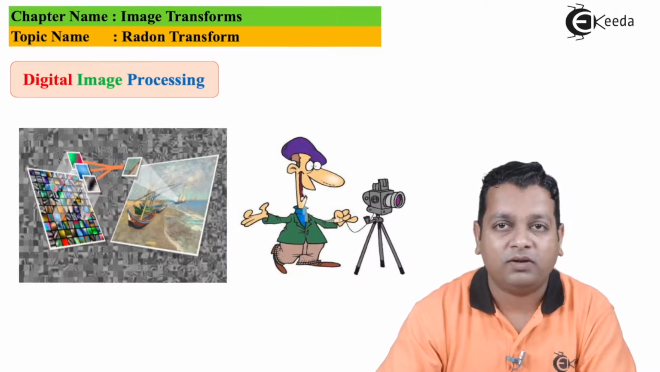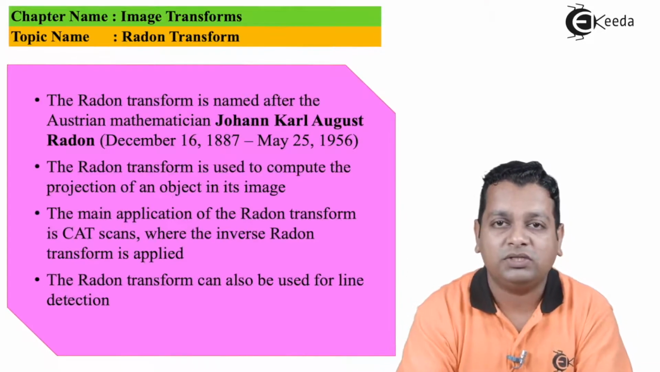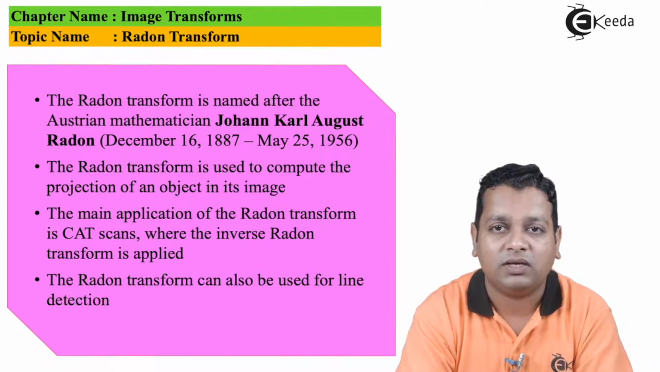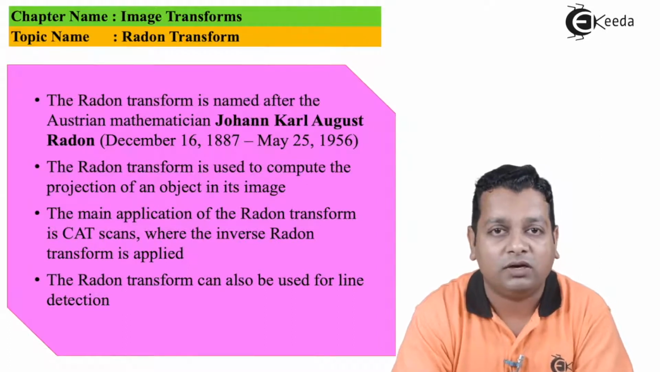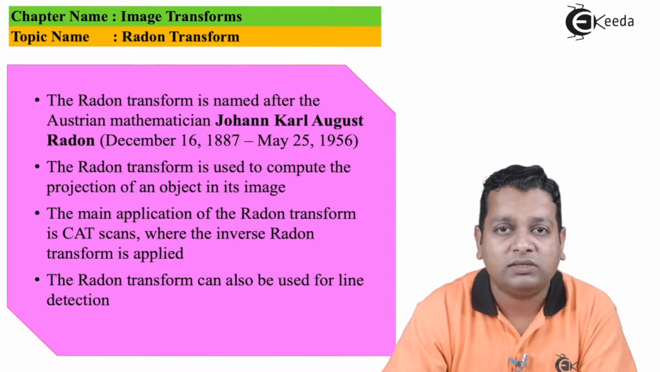So here we begin with the topic Radon transform, one of the popular in the family of image transform, and the domain is digital image processing. To talk about what exactly this Radon transform is, before we see why the name is Radon transform, the information is here. The Radon transform is named after Austrian mathematician. The mathematician has the full name Johann Karl August Radon. The duration in which he lived and worked in mathematics has been mentioned here.